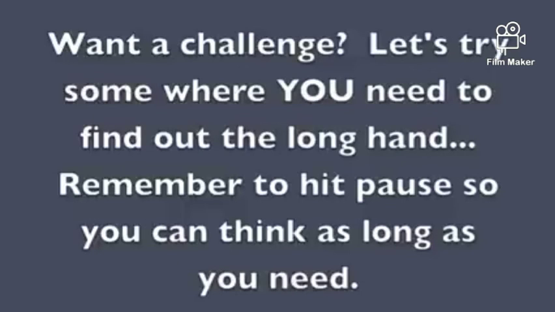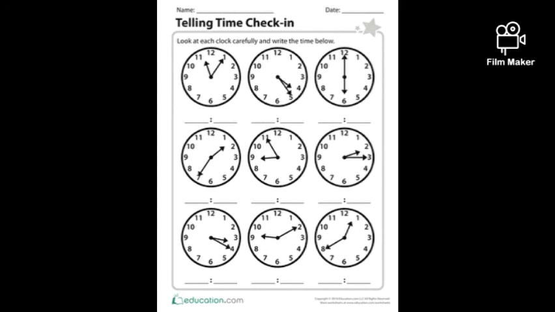Want a challenge? Let's try some where you need to find out the long hand. Remember to hit pause. I hope you have learned something very good from this video. Now there is a worksheet of time attached. You need to stop the video, pause it for a while and see the time one by one. In the first clock, what is the time? In the second clock, what is the time? In the third one, what is the time? You have to record your time as a digital time in your exercise book, and then take a picture and attach it in your Google Classroom.